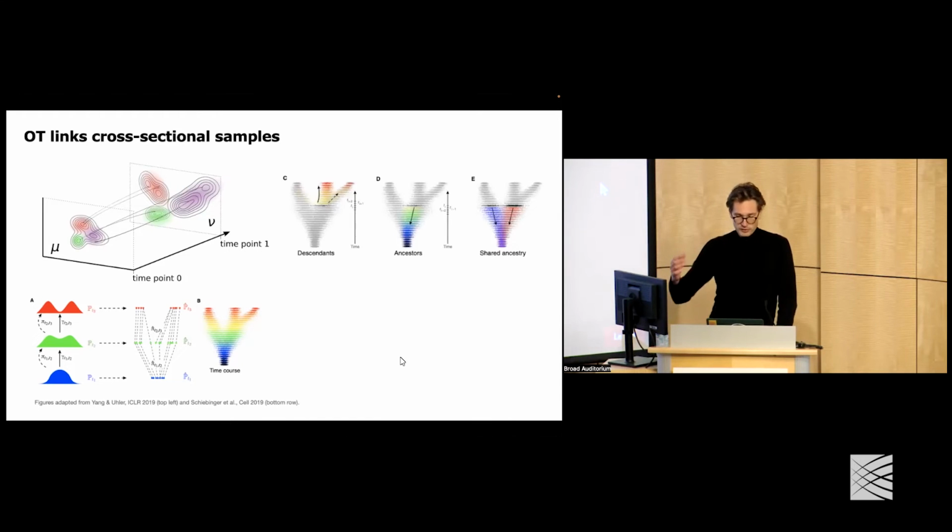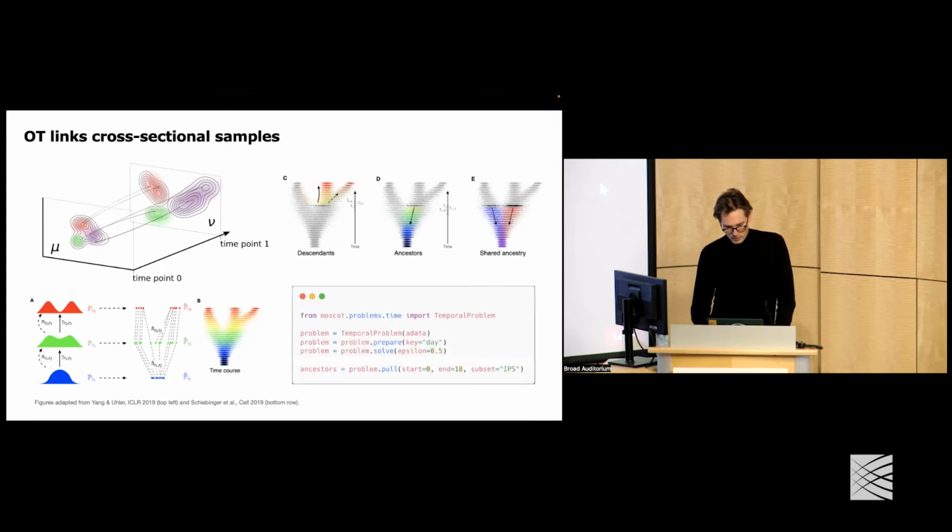And once you have solved that using optimal transport, you can ask biological questions like, what is the likely descendant distribution of these cells here? What are likely ancestors of these cells? Or questions about shared ancestry. When do trajectories diverge? When are fate decisions established?